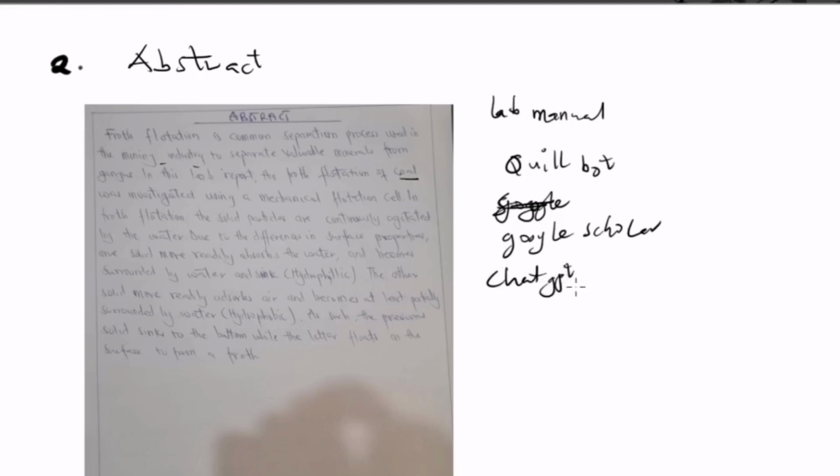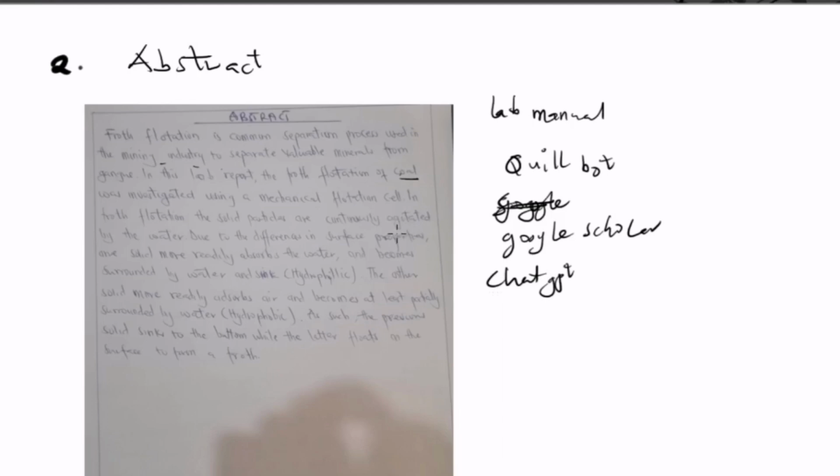But the advice I'm giving you is that with Chat GPT, you must be specific, because we have various experiments. If you say generate or write an abstract for froth flotation, it will write it for you. But you must be specific on the experiment you are doing, so that it generates the required abstract that you need. I hope you understood that.